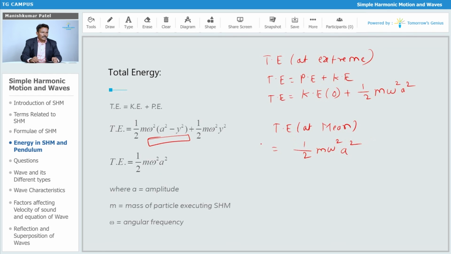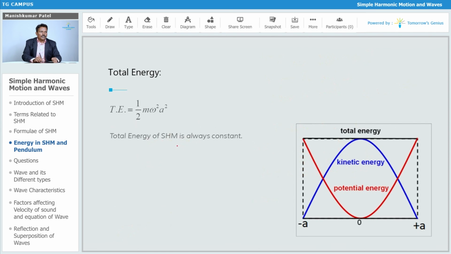That is nothing but the kinetic energy, as the potential is 0. So this is again half m omega square a square. And at any position y, we have already calculated the total energy. So in each case the total energy is always conserved. That is what we call conservation of energy. So the total energy of SHM is always constant.